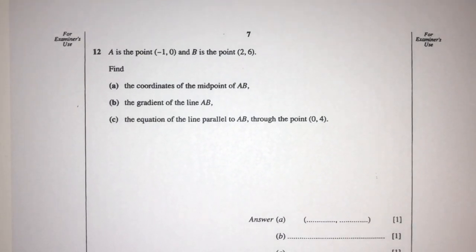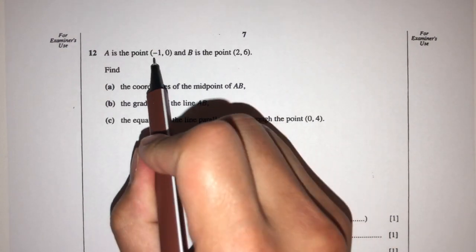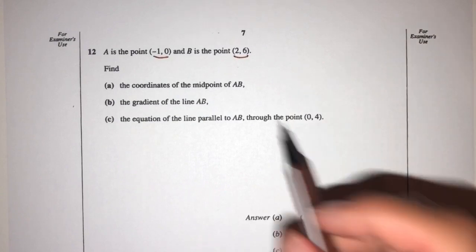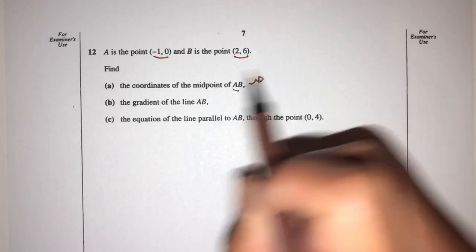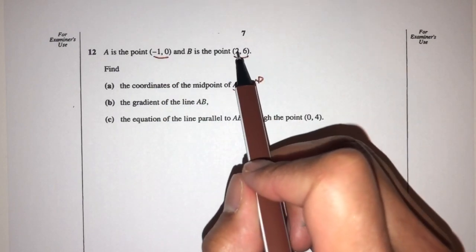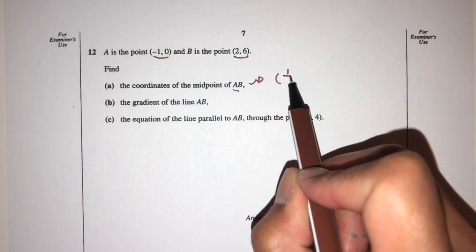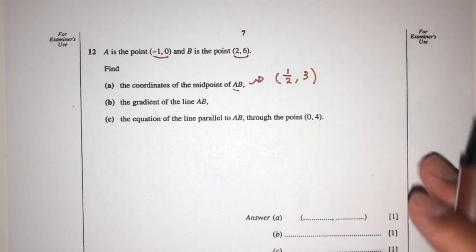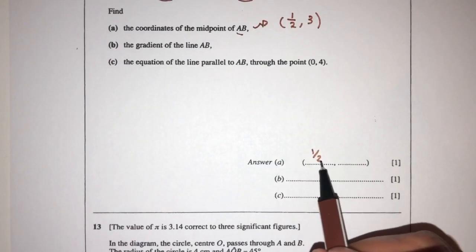Let's move on to question number 12. A is this point, and B is this point. Let's find the midpoint of AB. Pretty easy. That will be x1 plus x2, that will be 1 divided by 2. 0 plus 6 divided by 2 will be 3. The midpoint will be half and 3.